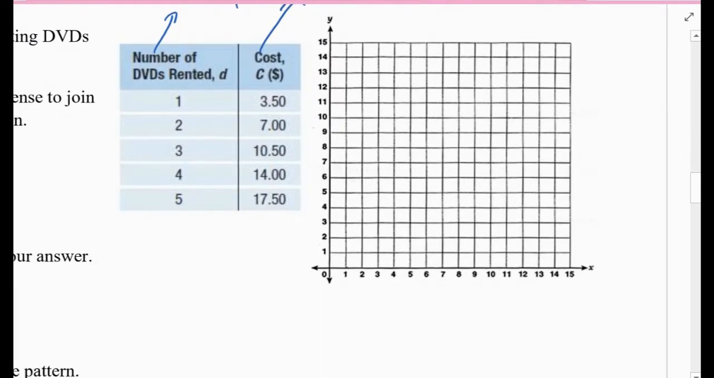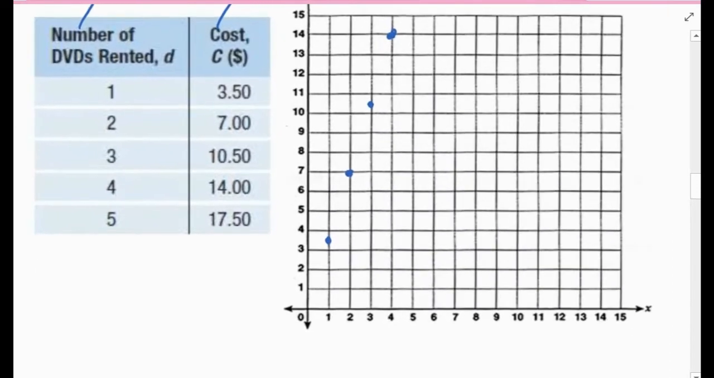Okay, here, let's graph it first. If it is one DVD, the cost is $3.50. 2 DVDs, $7. 3 DVDs, $10.50. 4 DVDs, $14. So I want you to do this. 5 DVDs, $17.50. It will be somewhere over here. So we graph the points. We plotted the points. And does it make sense to join the points? Would you join the points?